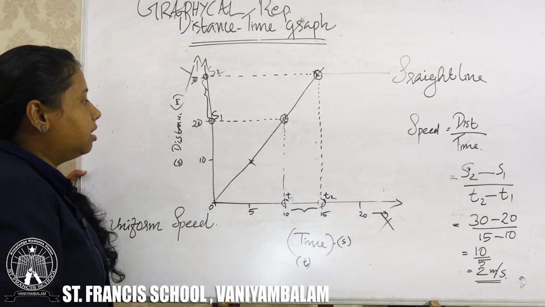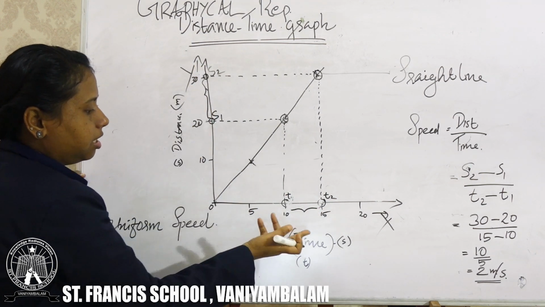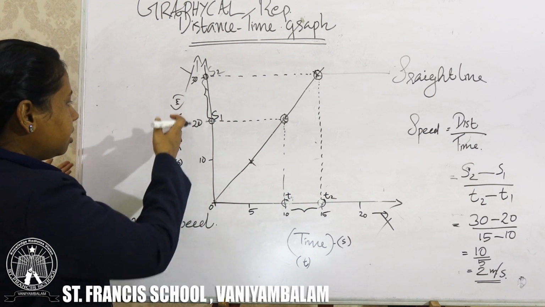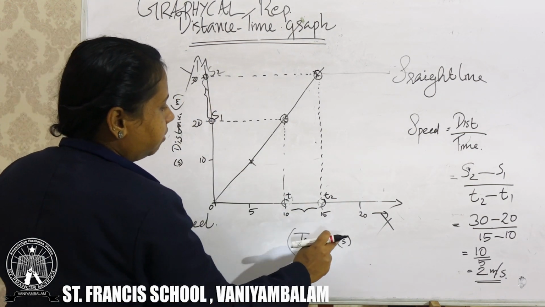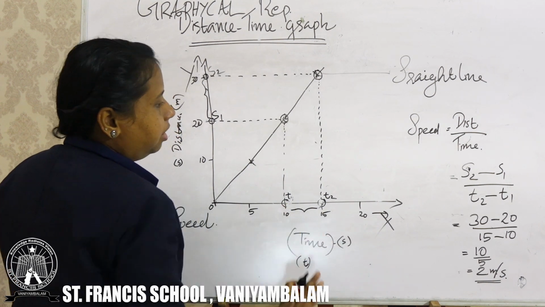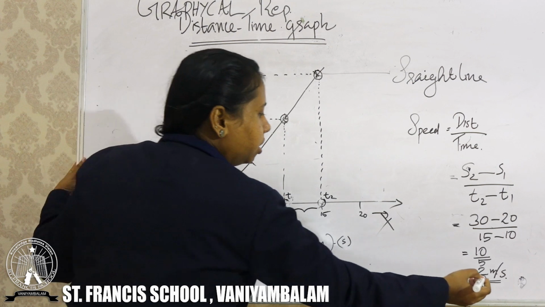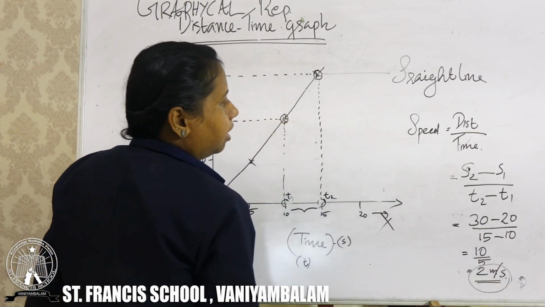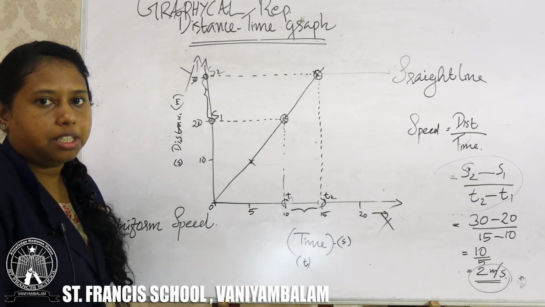And what is distance? S2 minus S1. What is time? T2 minus T1. So what is speed? Distance by time. So it is S2 minus S1 divided by T2 minus T1. On this particular graph, while we are using this equation, we got 2 meter per second.